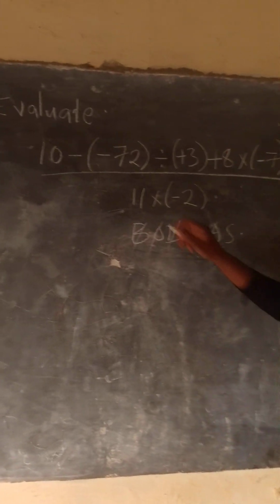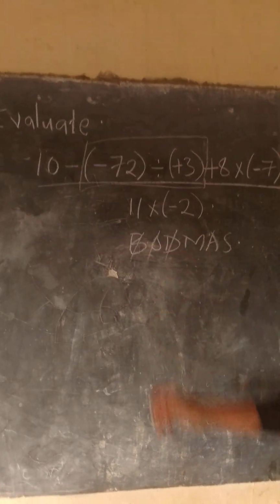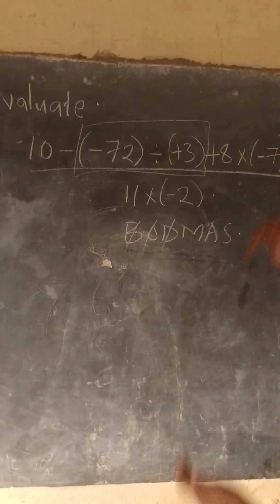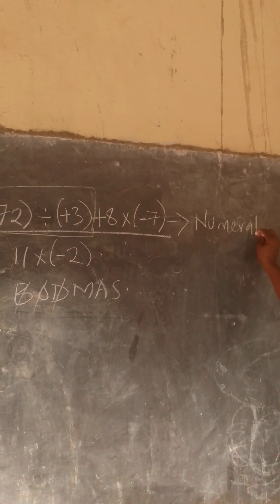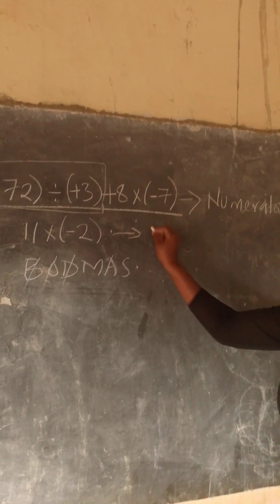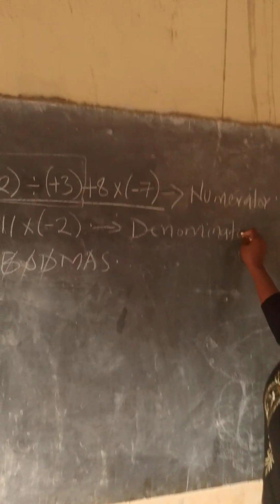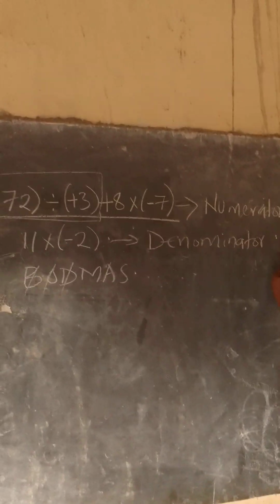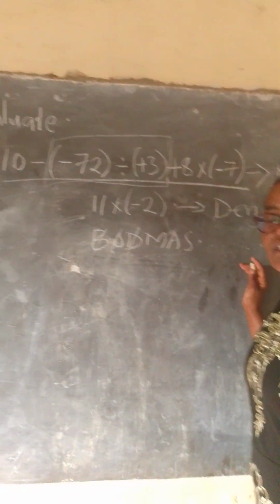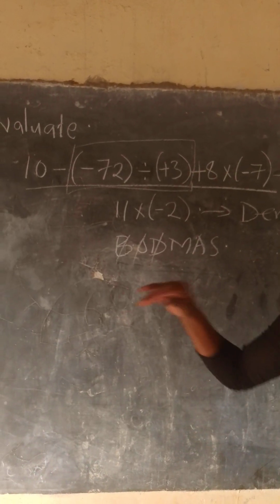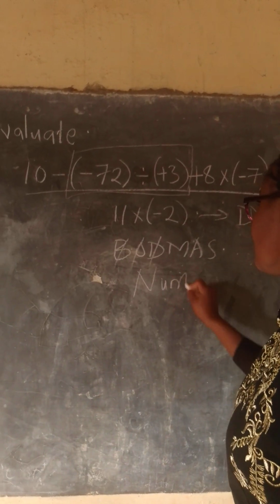So we bring down the division, and because this is a fraction question, it has a numerator. This is the numerator. And then it also has a denominator. In this case, we start with the numerator. We do away with solving the numerator, then we come to the denominator.